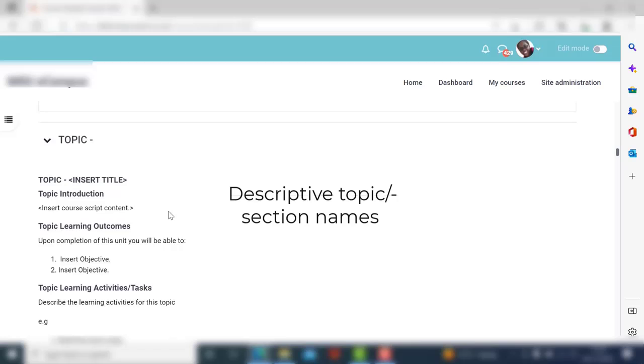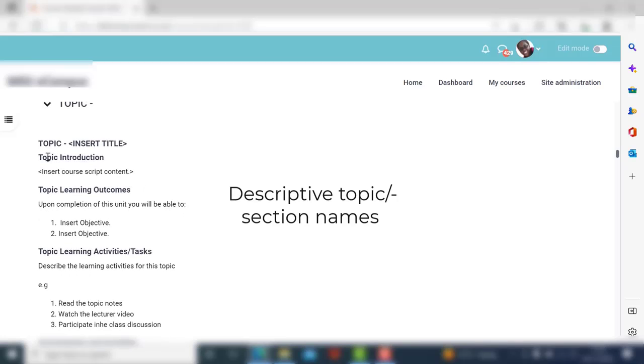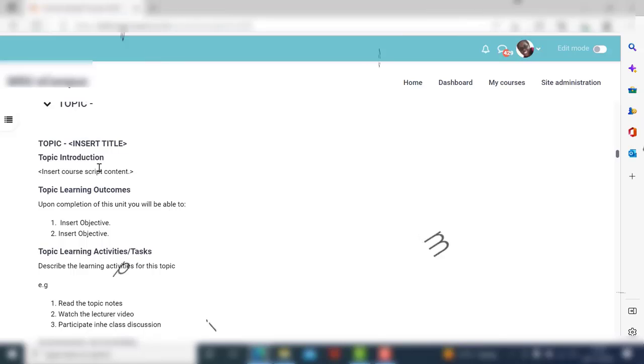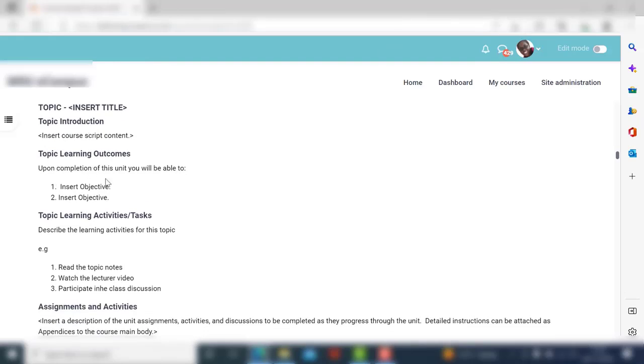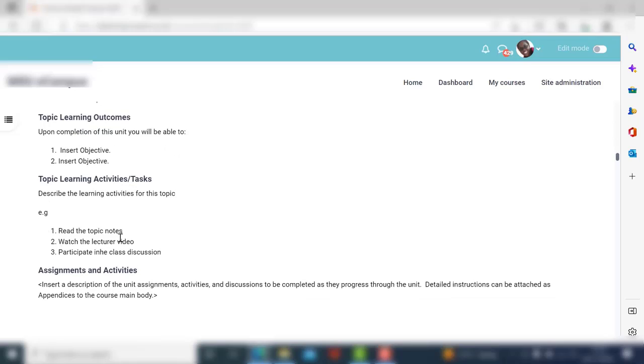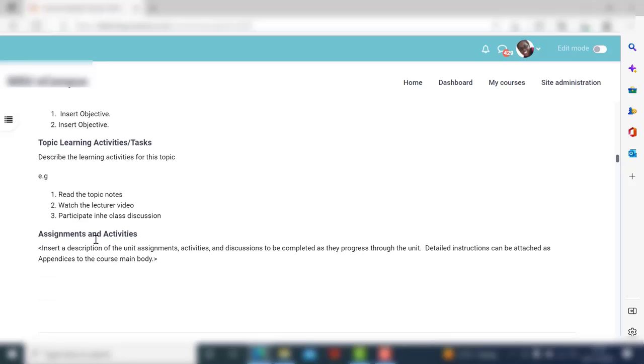For each topic, it is always important that you include the introduction, which is a brief summary of what the topic entails, the learning outcomes or the specific learning objectives of that particular topic or section. Then describe the learning tasks, which is a summary of the key activities the students will be undertaking within that particular topic. You can also include a description of the assessment or assignment activities.